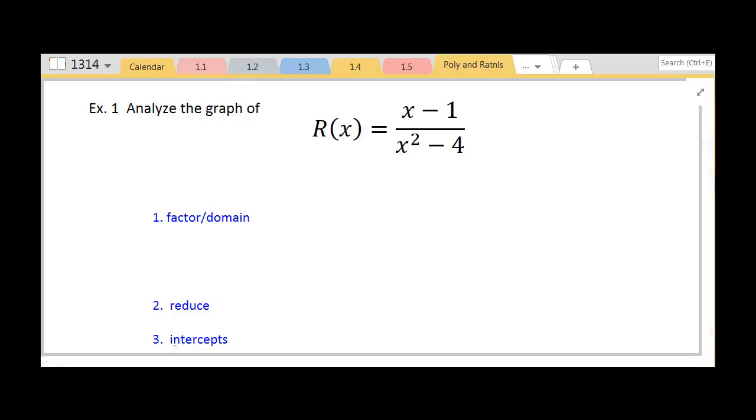function by hand. The first thing I want you to do, when you're looking at this function right here, is look at the domain of this function. The domain of the function is where my function is not going to be undefined, so the denominator cannot equal 0. It's easiest when we set something equal to 0 if it's already factored. So we're going to factor this rational function.